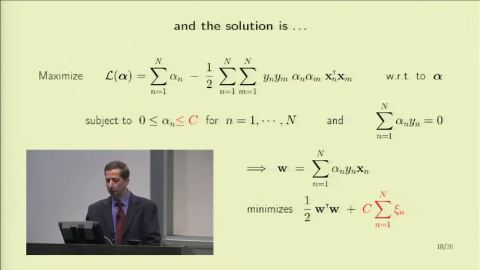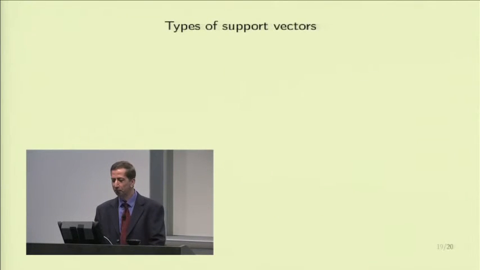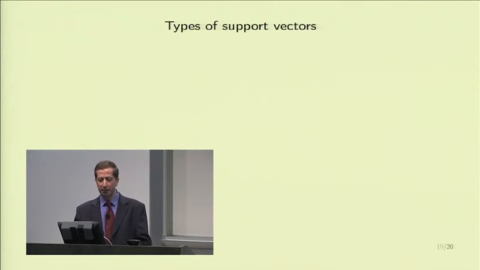Okay? So if you have already written your routine in order to apply support vector machines, all you need to do now is go to that routine, and instead of 0 less than or equal to alpha less than or equal to infinity, make it 0 less than or equal to alpha less than or equal to c. And you have the soft margin support vector machines. Okay, that is a good bargain. So let's look at, just very quickly, types of support vectors.